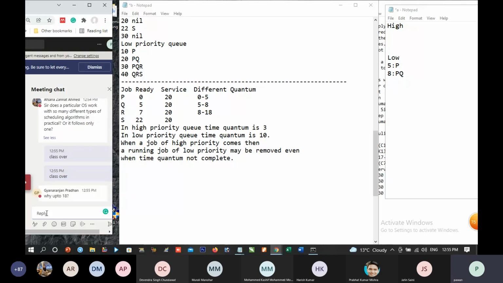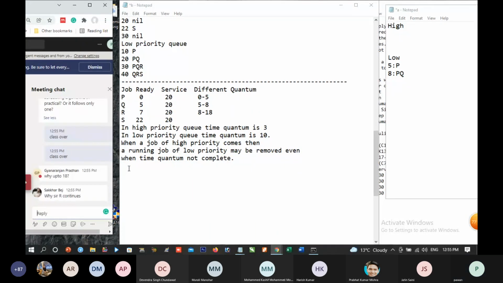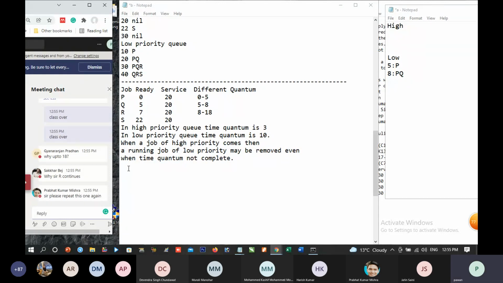Gyan, you see, technically speaking, to reduce unnecessary switching. Why up to 18, Gyan? Why is R running up to 18? To reduce unnecessary context switching. At time t equal to 11, R had moved to low priority, and no high priority job is available. So what is going to happen? We could have given chance to P and Q. But P was also low priority, Q was also low priority, and R was also low priority.